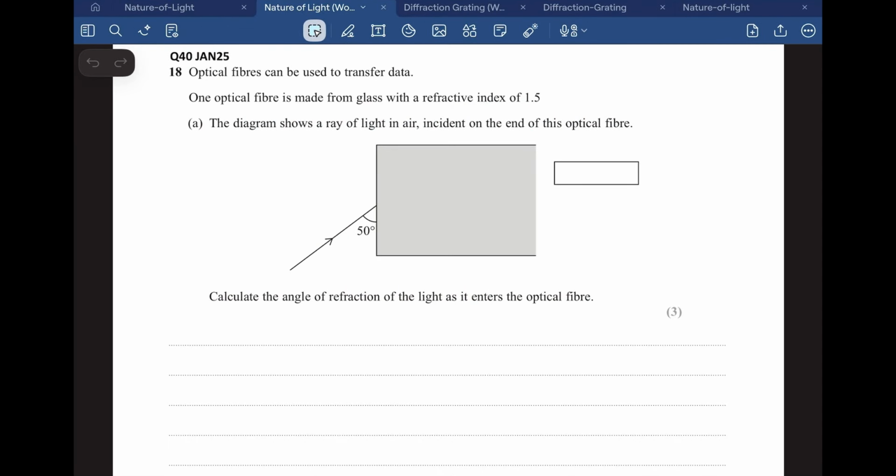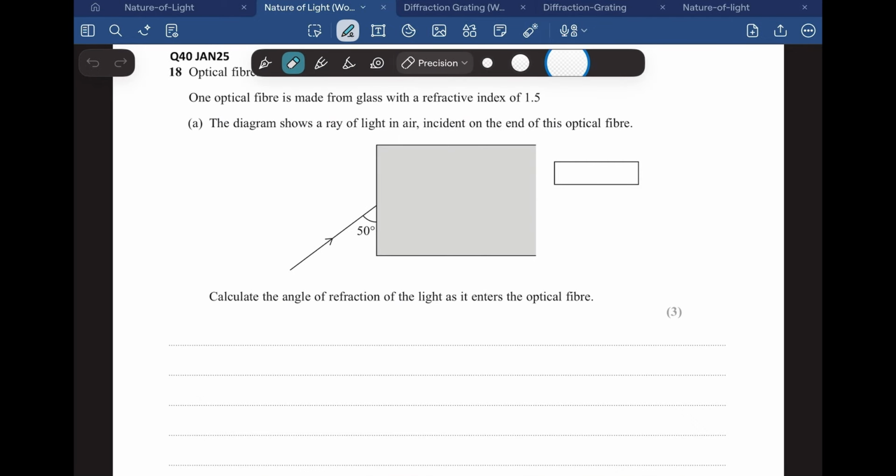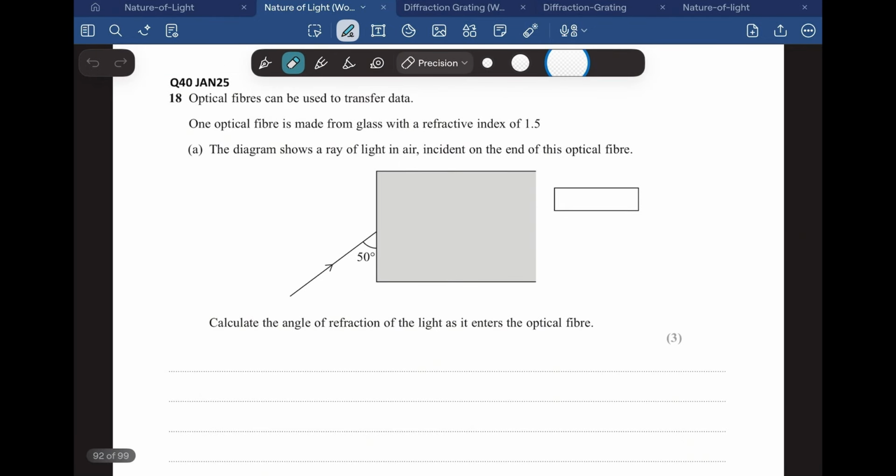So now let's solve another question from the recent Physics Unit 2 papers. It says optical fibers can be used to transfer data. One optical fiber is made from glass with a refractive index of 1.5. The diagram shows a ray of light in air incident on the end of this optical fiber. Calculate the angle of refraction of the light as it enters the optical fiber.